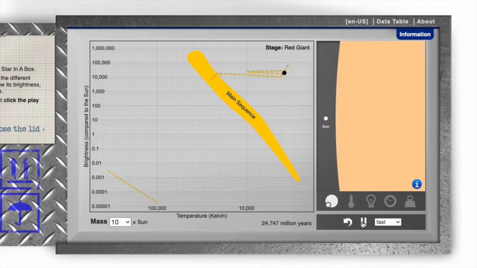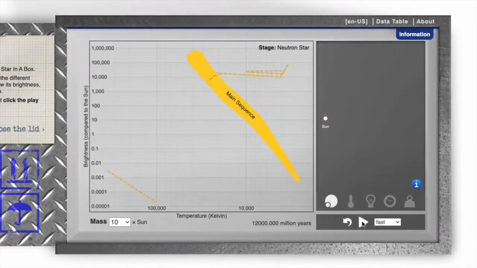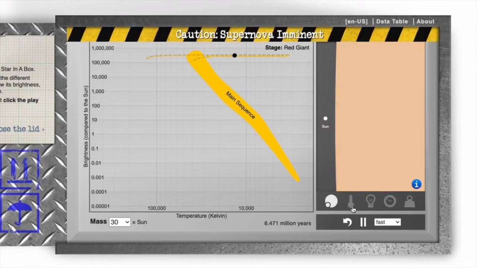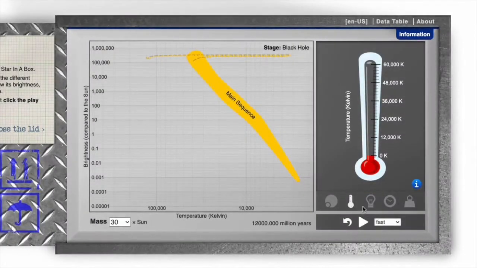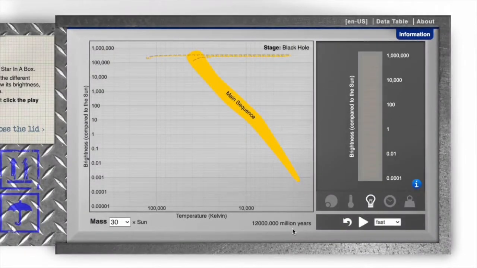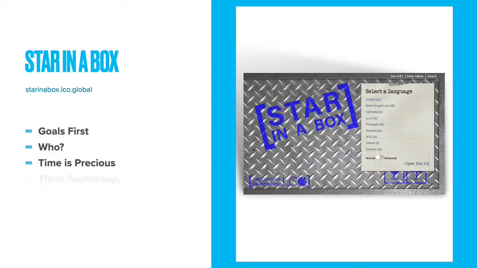It has an intuitive interface, so that facilitates the learning through experimentation. Anybody can go to the website and play around with it and learn more about the life cycle of stars. But in particular, we aimed it at high school students. So the qualification you do at 16 and 18, GCSEs and A-levels in the UK.